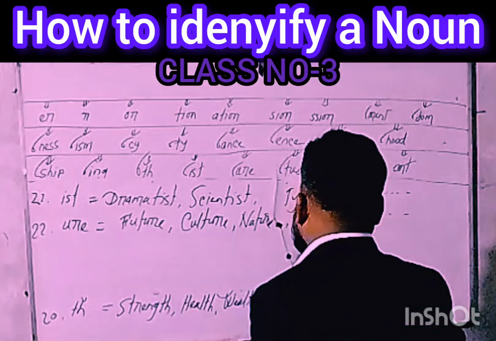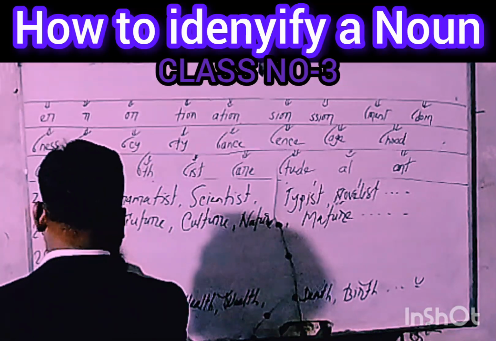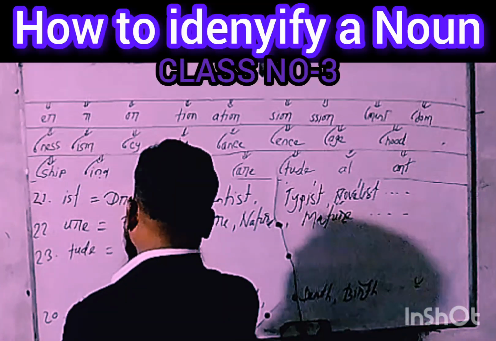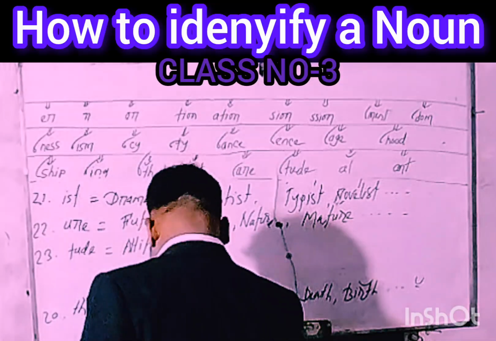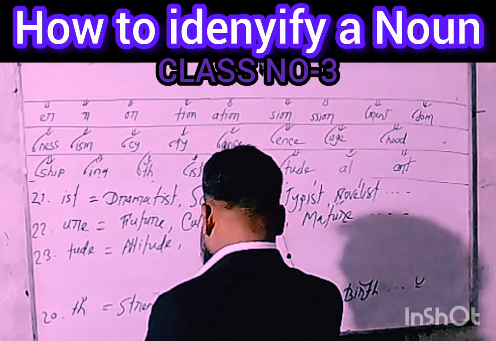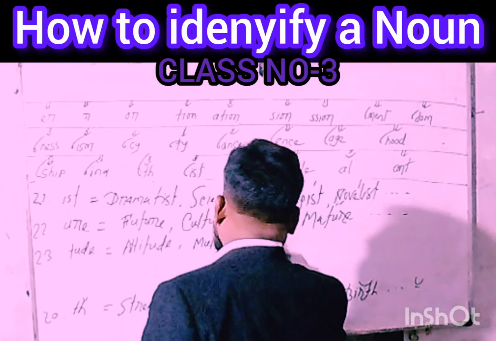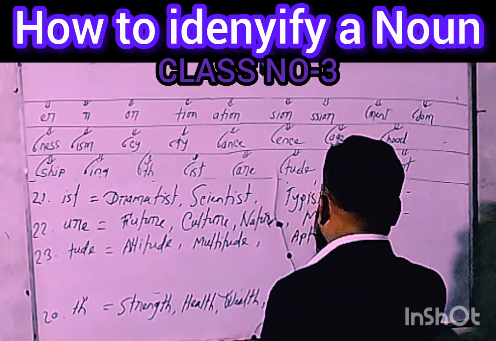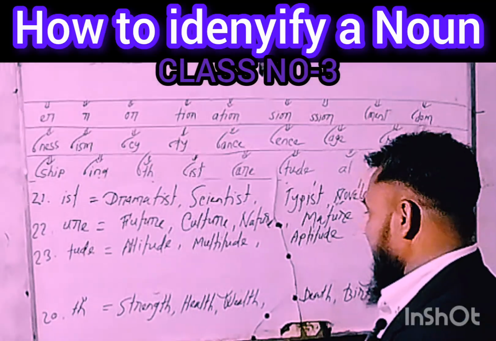Okay, my dear learners, now think about the next suffix, number 20, tude. For example, attitude, multitude, aptitude, etc.